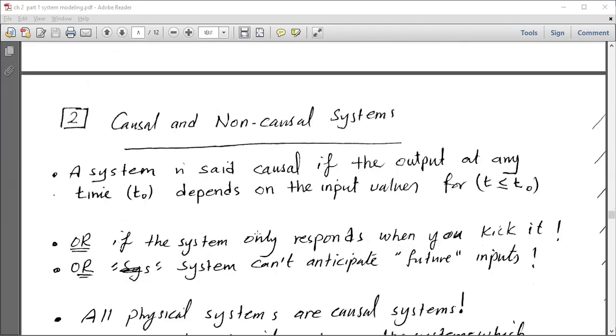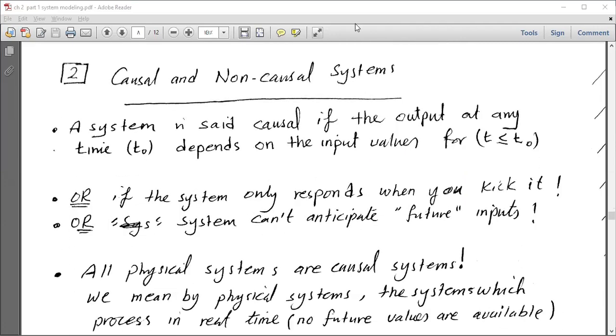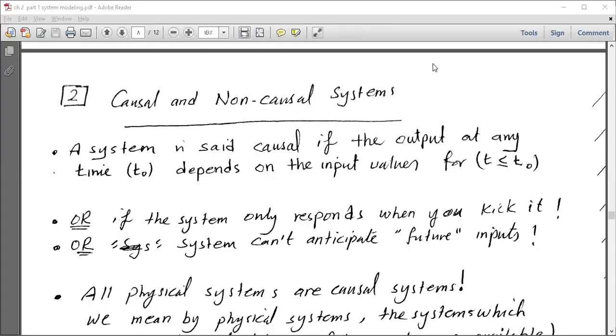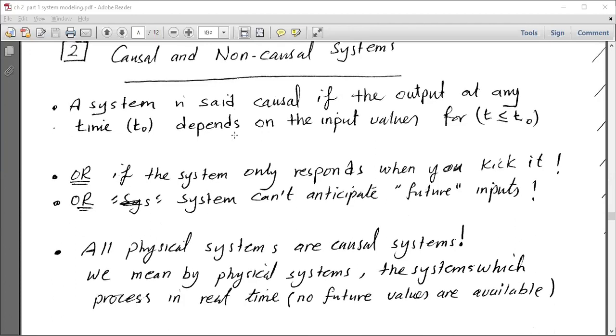Let's carry on. Here we have the causal system. Causal system and non-causal system.